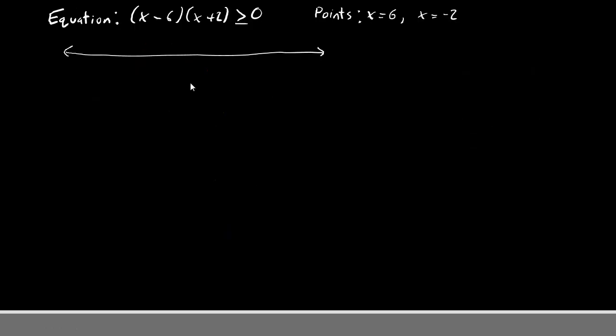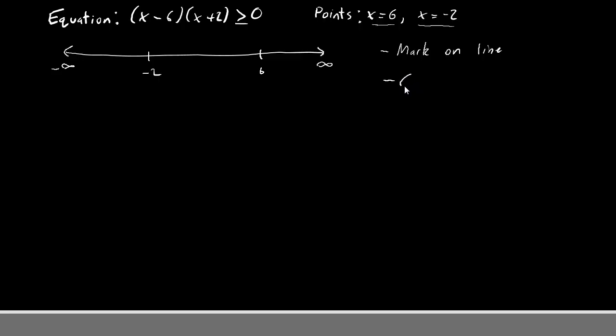So just to recap what we've done so far, our equation is x minus 6, x plus 2, greater than or equal to 0. And our points of interest are x equals 6 and x equals negative 2. Once again, we will mark them on the number line. X equals 6 goes here. X equals negative 2 can go somewhere over to the left. Again, the left arrow is negative infinity, and the right arrow is positive infinity.